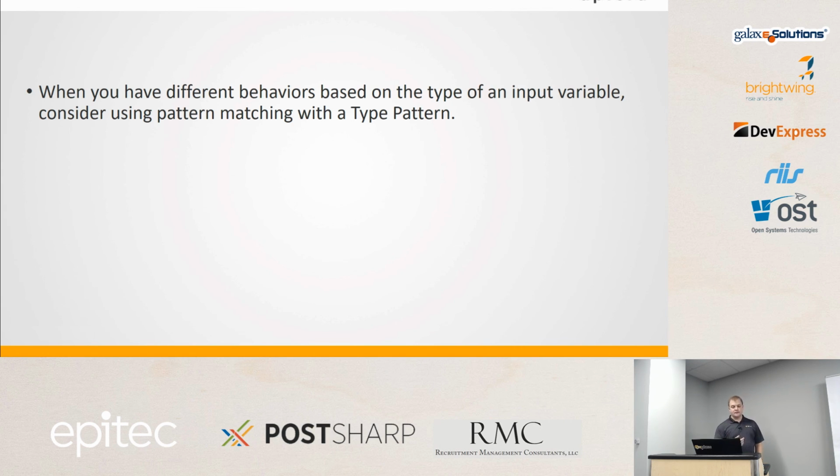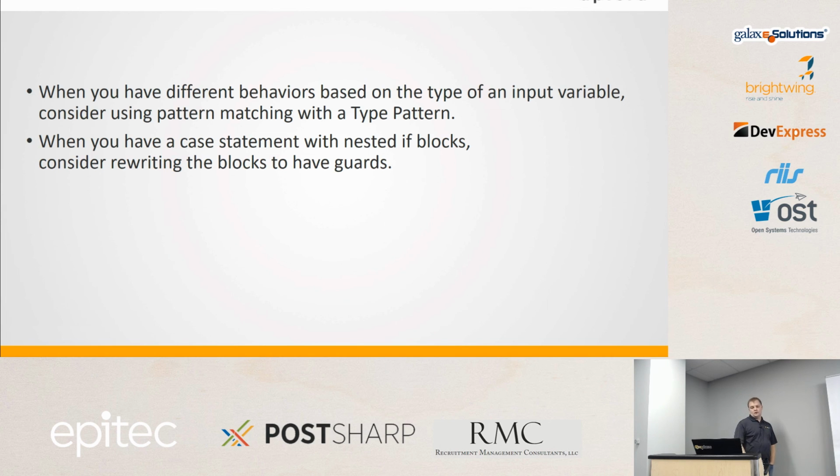Think of these statements. When you have different behaviors based on the type of an input variable, consider using pattern matching with the type pattern. So we have that switch statement, switch on the type. When you have a case statement with nested if blocks, consider rewriting the if blocks to be guards. Use that when statement, put your Boolean expression in the when. You can remove the if and the brackets around it.